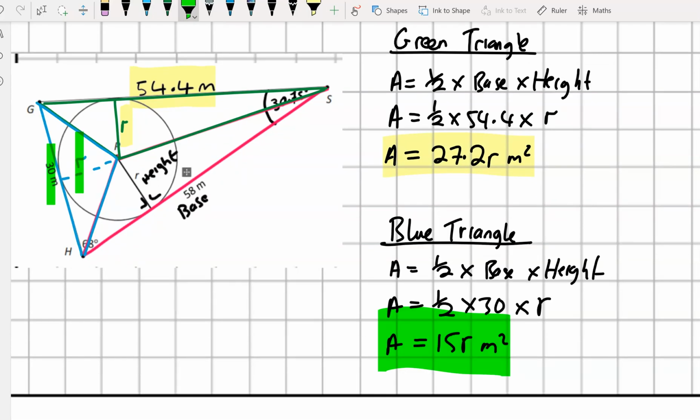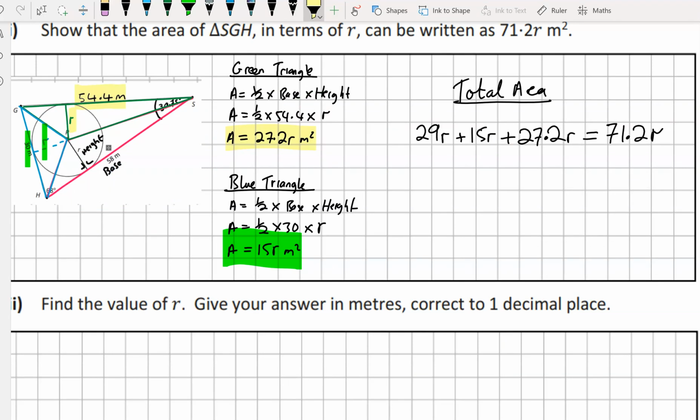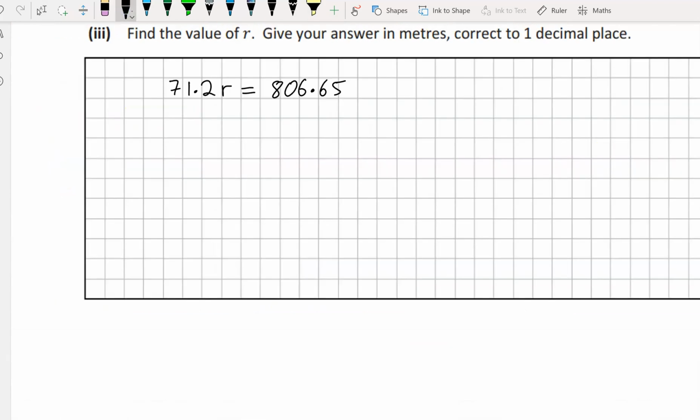The last part of the shape is the blue triangle, and again we can call 30 meters our base, and again the radius is our perpendicular height. That will get 15 OR meters squared. So when you add up the red triangle, the green triangle, and the blue triangle, you do indeed get 71.2 OR meters squared. So we know the area is 71.2 OR, but we've already figured out that it's 806.65 meters squared, so we just simply divide to find the value of OR. You get an answer of 11.3 meters.